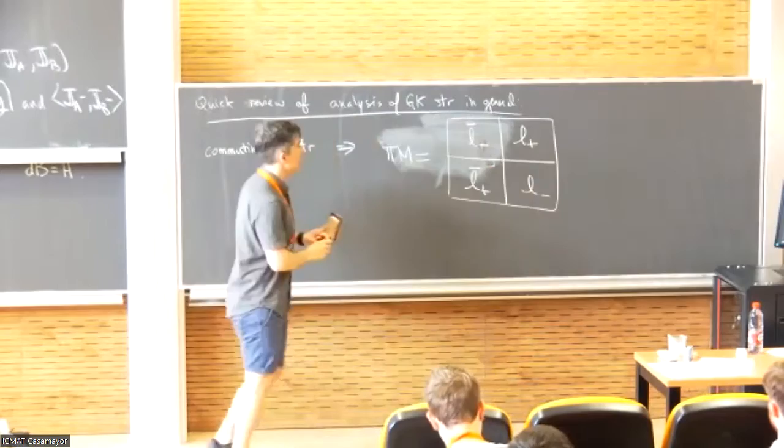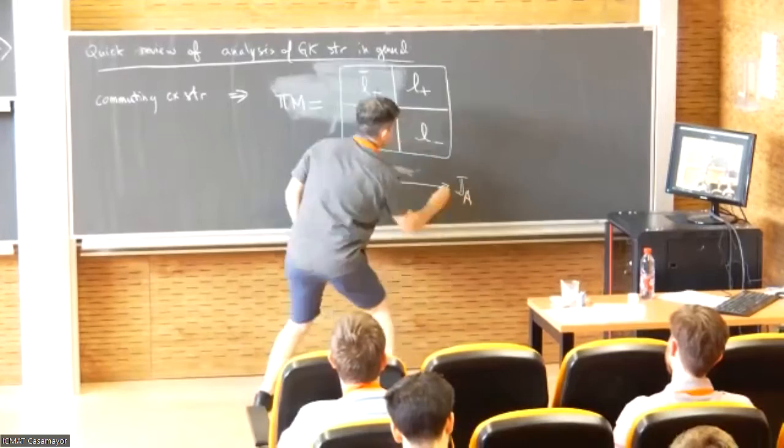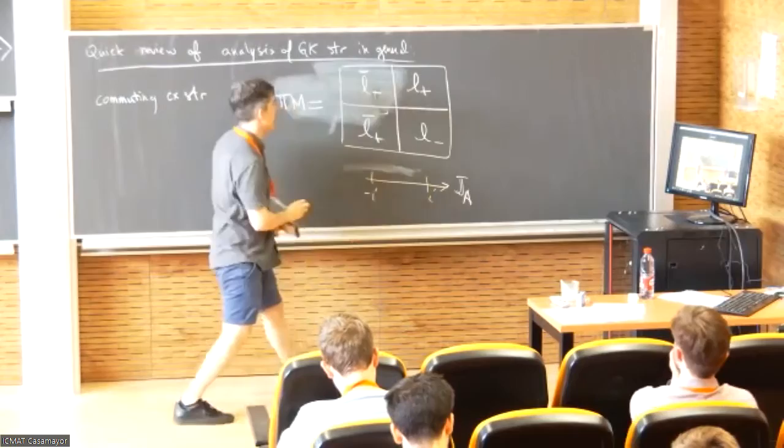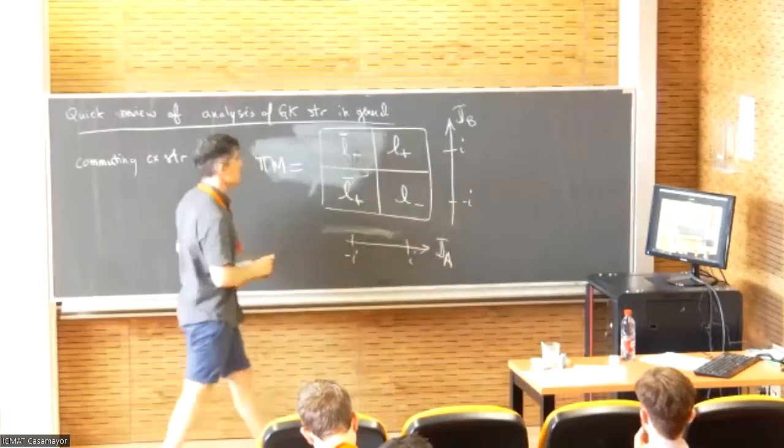Okay, so this is the JA axis. This is I minus I. And this is the JB axis. This is I and minus I. Okay, I hope that's clear. This is the I eigenspace for both operators.